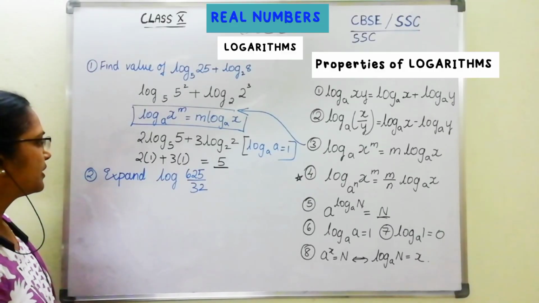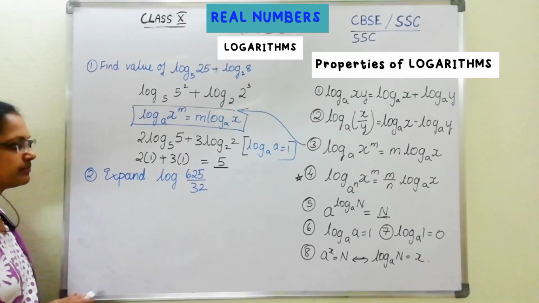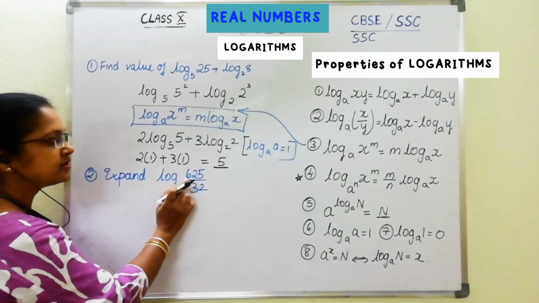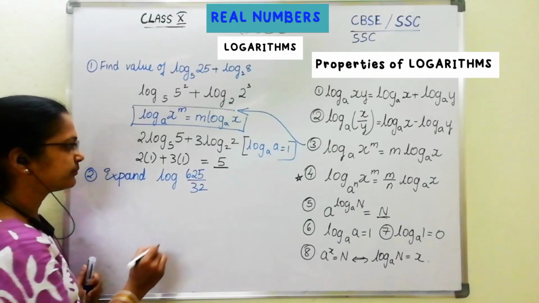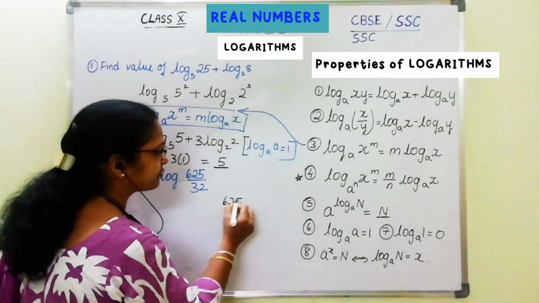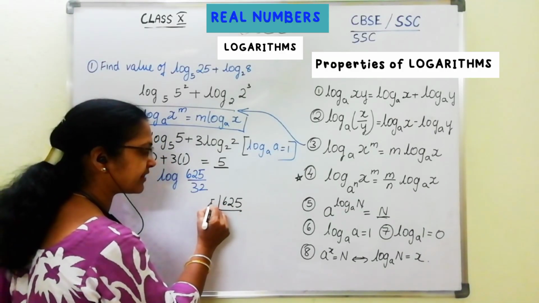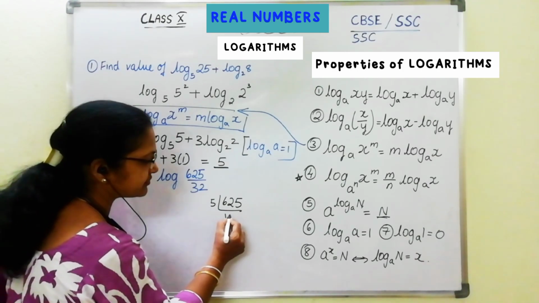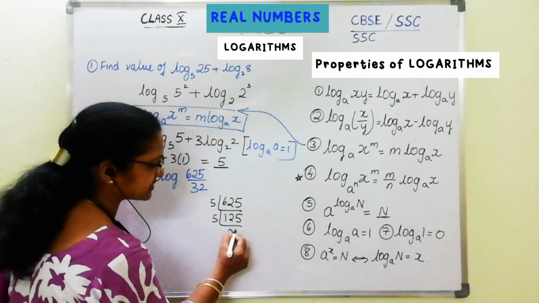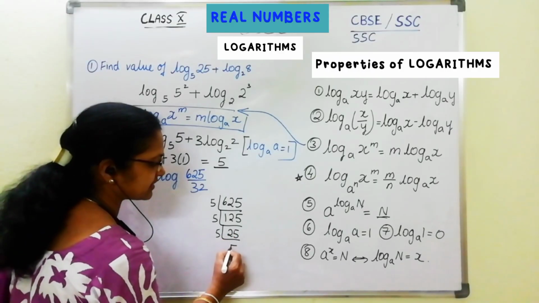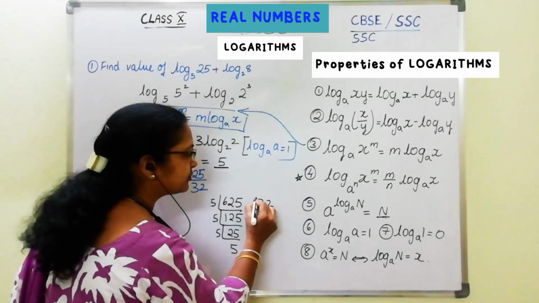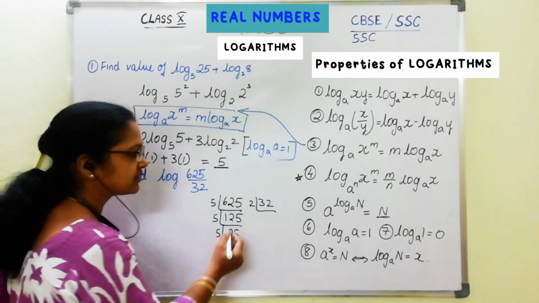Very simple. Now moving on to the second question. Expand log of this one. Expand log 625 by 32. Write this one as a product of primes. 625 means we can write it with 5. 5 ones are 5, 5 fives are 25, 25 fives are 125, then 5 fives are 625. Then 32 with 2, product of primes.